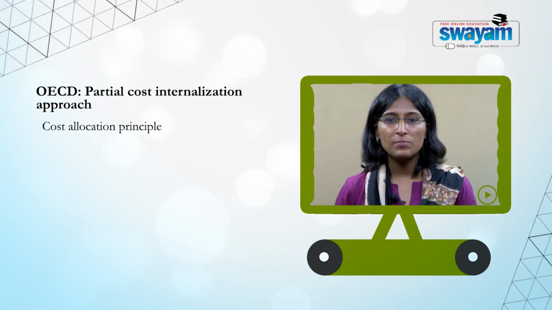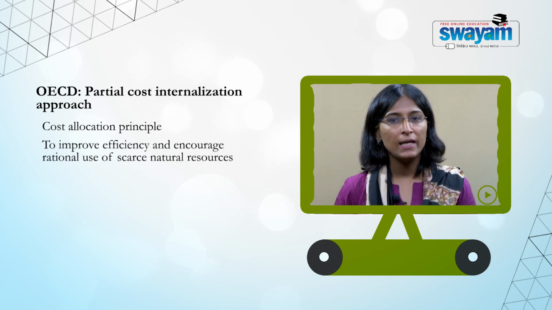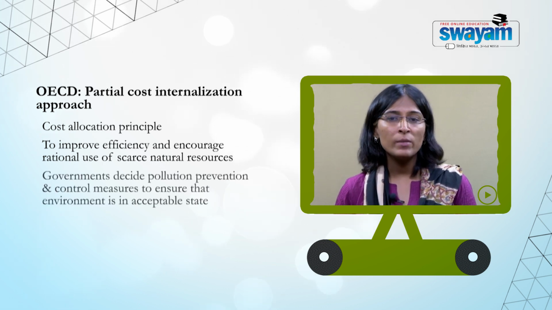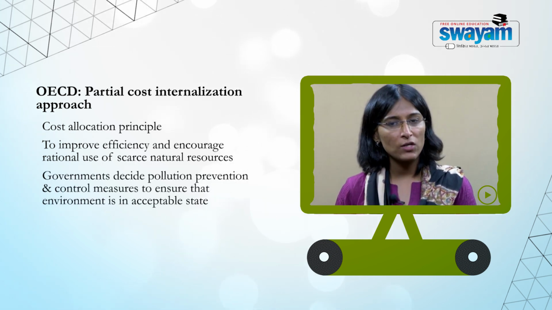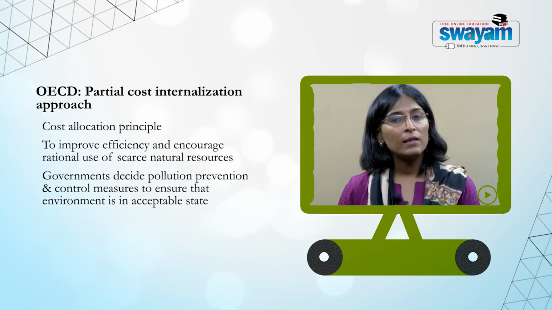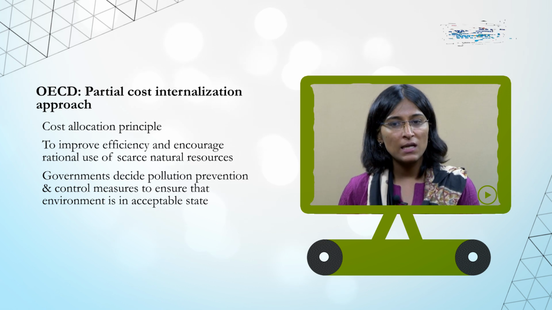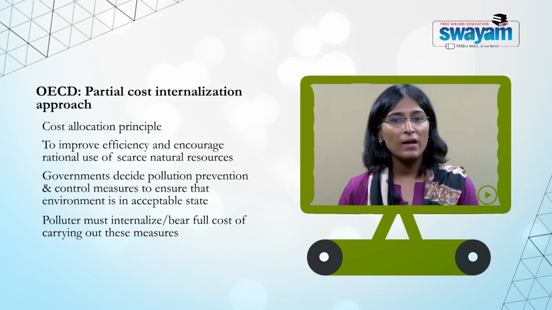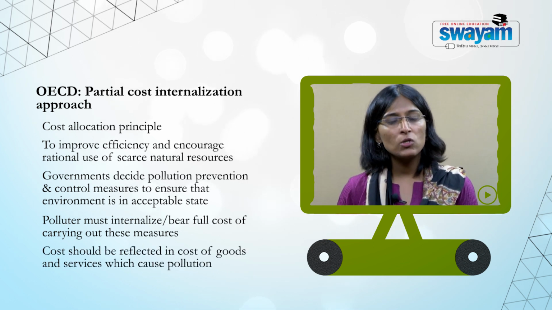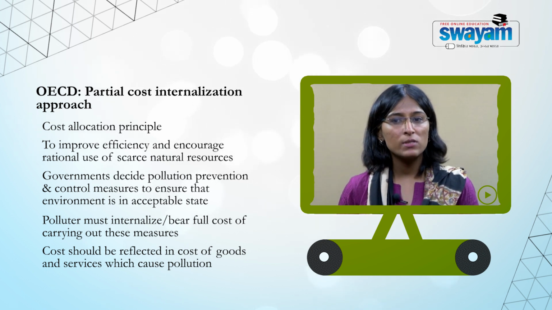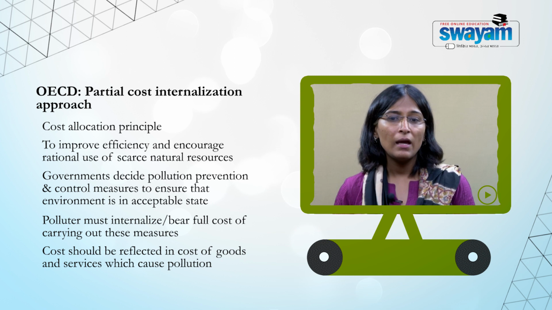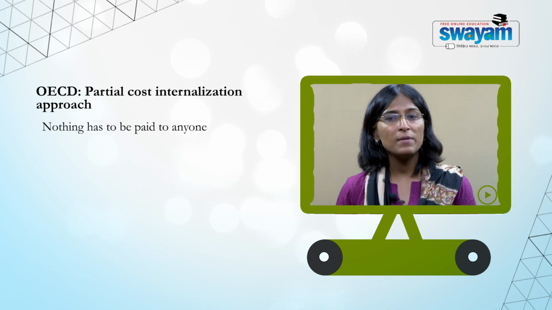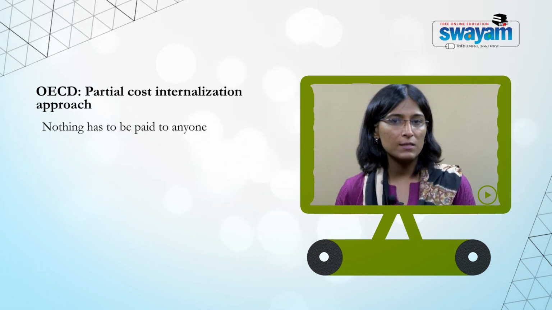The cost allocation principle is based on improving efficiency and encouraging rational use of scarce natural resources. Here, the government is responsible for deciding pollution prevention and control measures to ensure that the environment is in an acceptable state, and the polluter is required to internalize or bear the full cost of carrying out these measures. These costs should then be reflected in the cost of the goods or services which cause the pollution. In this case, nothing has to be paid to anyone. Therefore, when we state that the polluter pays principle is being applied, no actual payment is being made.